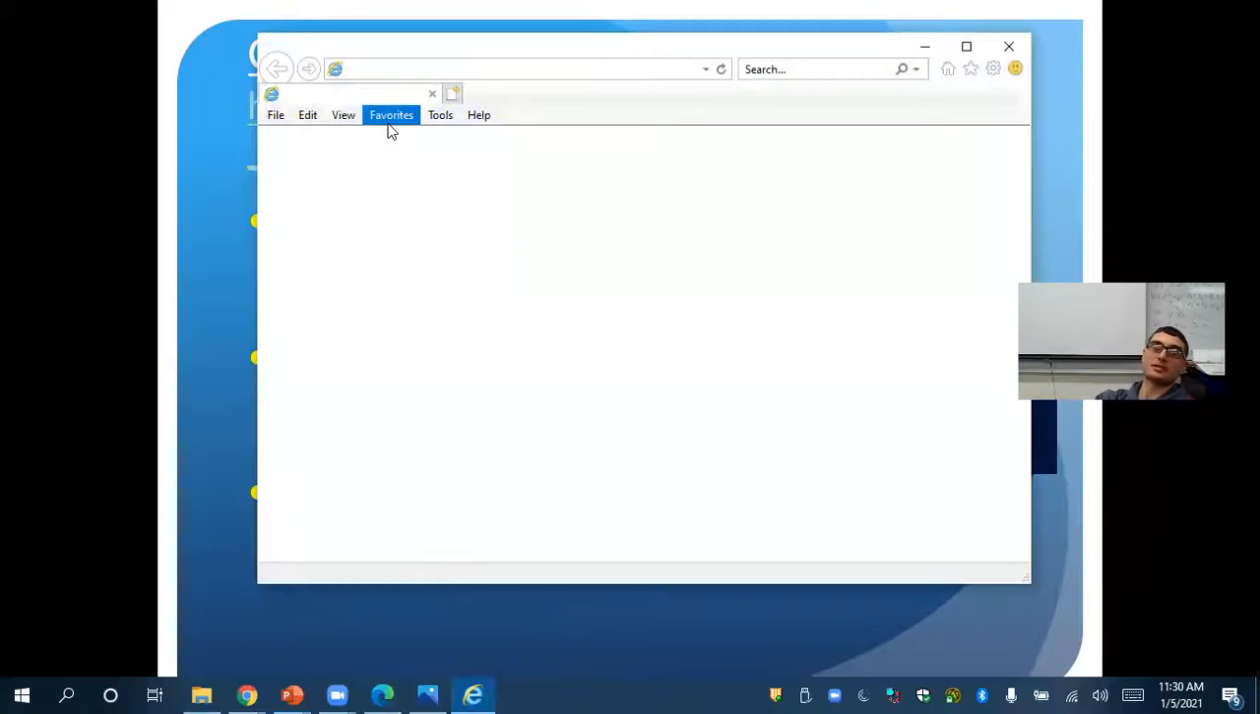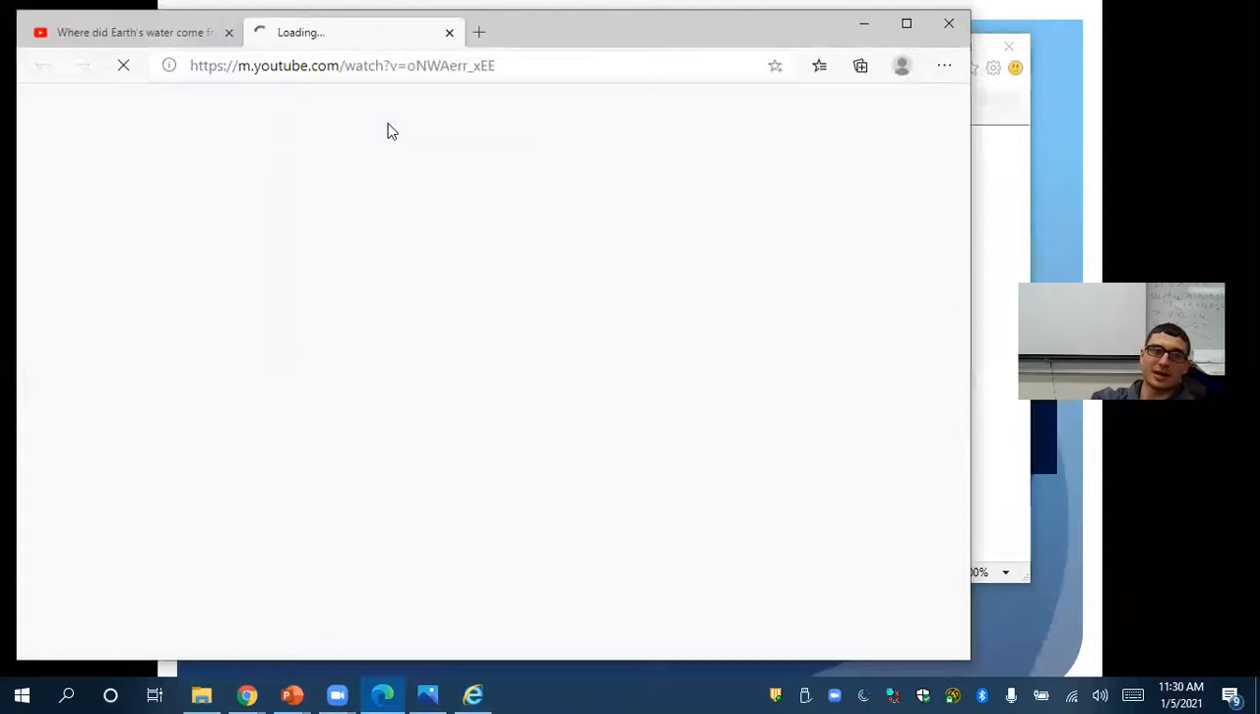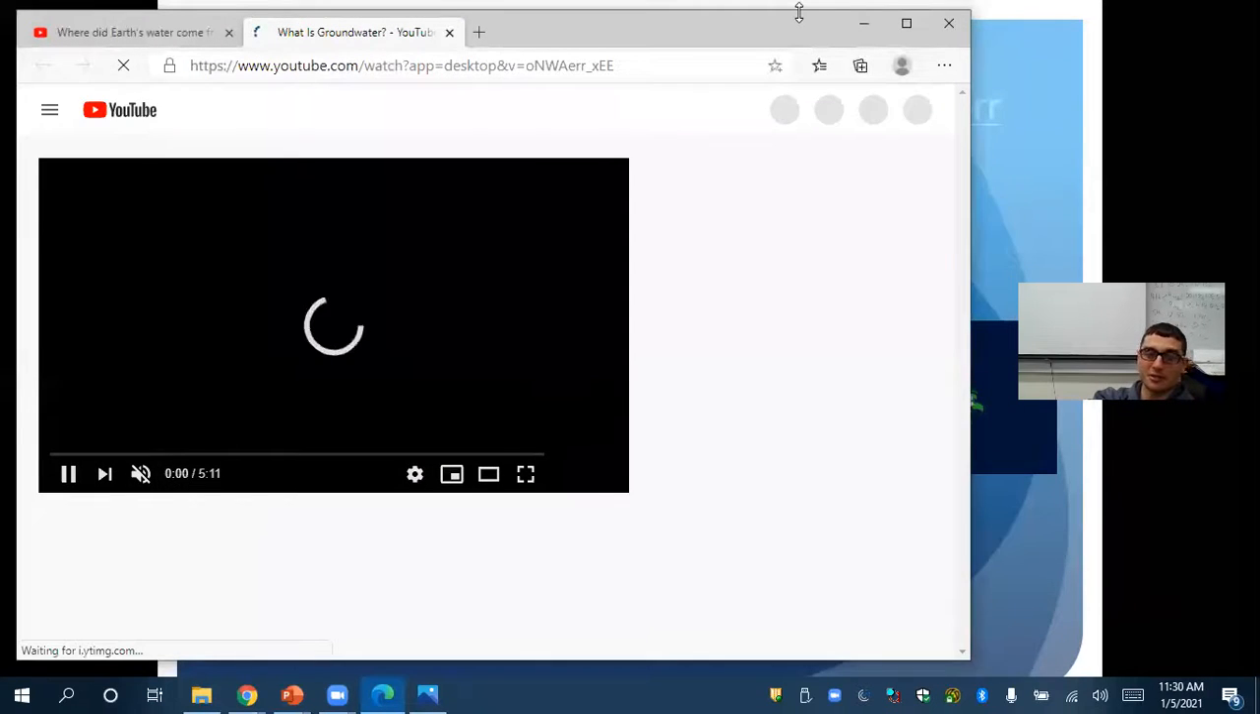Hopefully it opens up right to Microsoft Edge, because obviously it's getting angry at me when I don't. It's saying, hey, we don't use Internet Explorer anymore, right?